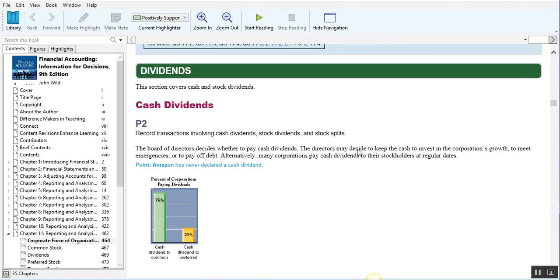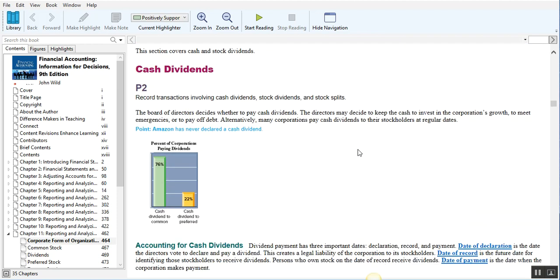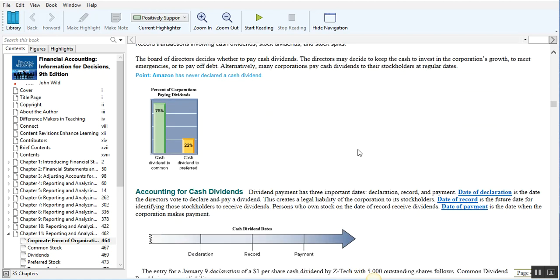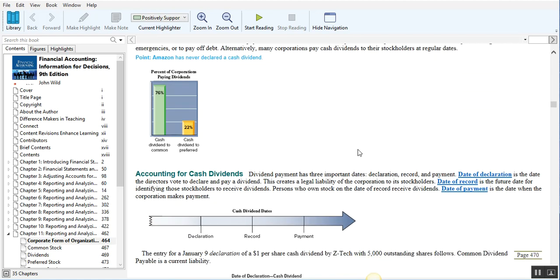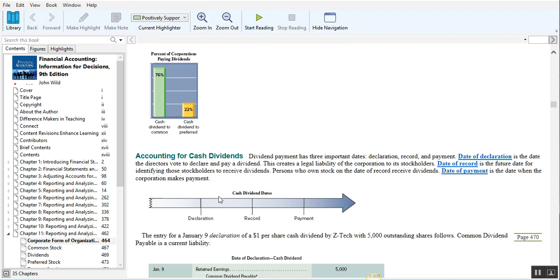So we get to dividends, and if you're looking at cash dividends, basically the board is going to declare a dividend. Then you're going to be concerned about the date of record. In other words, who owns these shares on this given date before you make the payment. So you declare the dividend, you identify who owns those shares of stock, and then you make the payment.